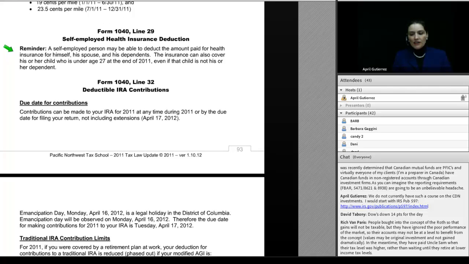Form 1040, line 29, just as a reminder, the self-employed person may be able to deduct the amount paid for health insurance for himself, his spouse, and his dependents. And under new laws passed under the Health Care Act in 2010, the insurance can also cover his or her child who was under age 17 at the end of 2011, even if that child is not his or her dependent.